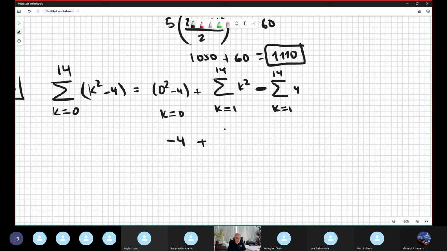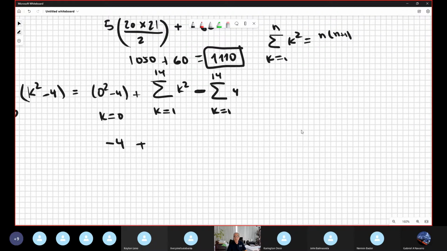What formula? Let me copy the formula one more time. Summation, k equals 1 to n of k squared, the formula is n times n plus 1 times 2n plus 1 divided by 6. Guys, I promise that in calculus you need to use that formula. Not every day, but you need to use it.